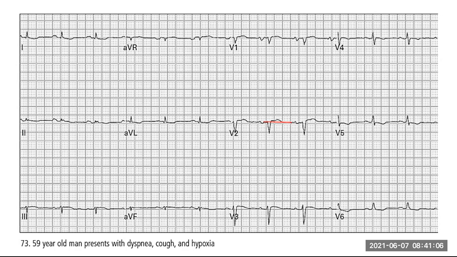Let's look at V3, V4. What do we notice? Anything odd? Got this RS pattern. Again, the T waves are not really showing up too well. In fact, the T waves are inverted here as well. Agreed? They are. What about V5 and V6? Now we're looking at the lateral side of the heart. What do we see?